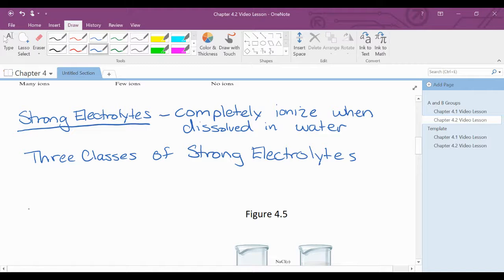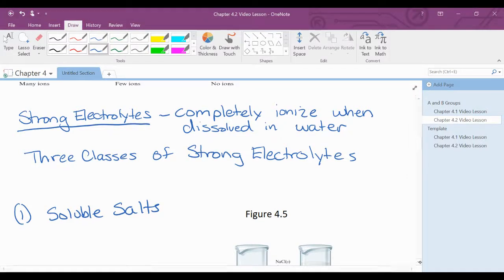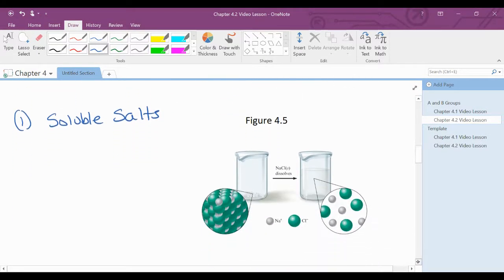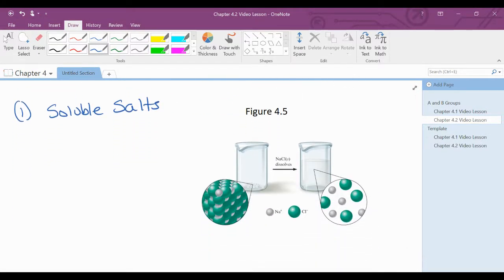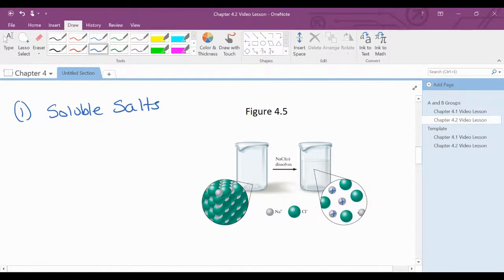So the first class is soluble salts. And figure 4.5 in your book shows a soluble salt. It shows sodium chloride. So on the left hand, you have your crystal lattice. And then add water, it dissolves and you form ions in solution. So you have positive ions in solution, you have negative ions in solution, and those ions conduct electricity.